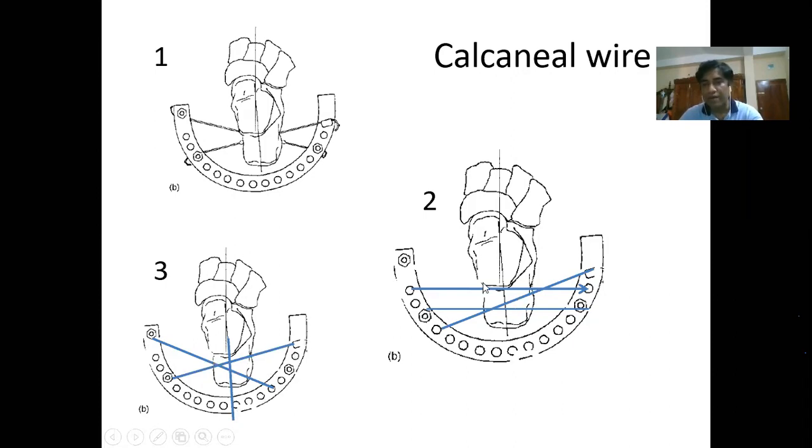And here is another configuration: you can put 2 parallel wires and 1 oblique wire in the calcaneum, so that stable fixation is there, because in case of equinus correction, very much force is generated in the distraction rod, and your calcaneal fixation should be a stable one, so that you can resist this type of distraction force.